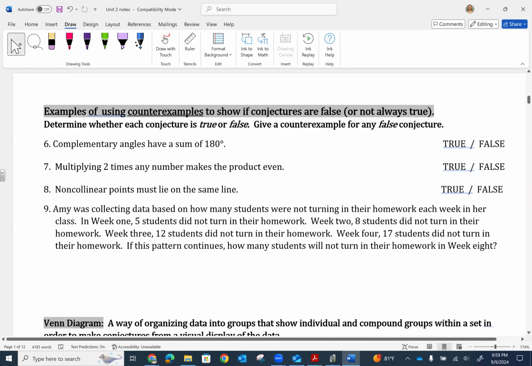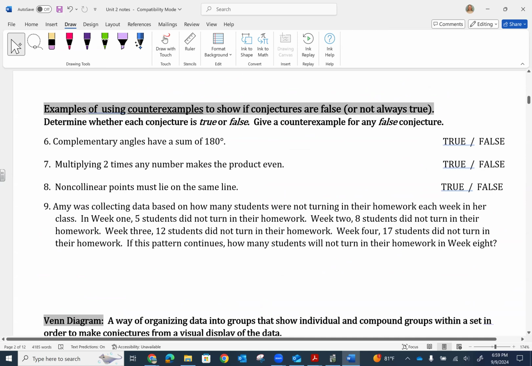Let's find some counterexamples. If I say, hey, here's my conjecture, everybody at Olathe South always wears blue and yellow. Give me one example of a person who doesn't, and you found a counterexample, and you've blown my theory out of the water. It is false.